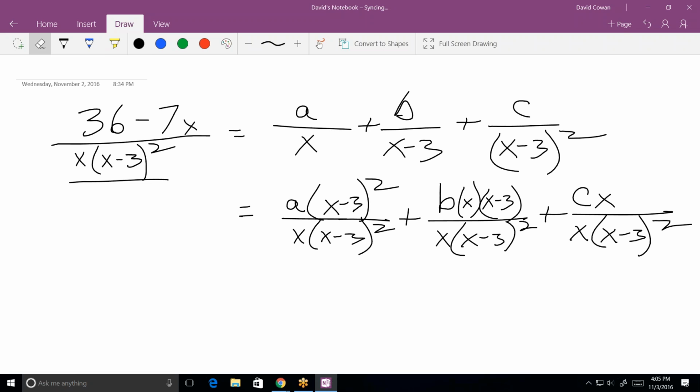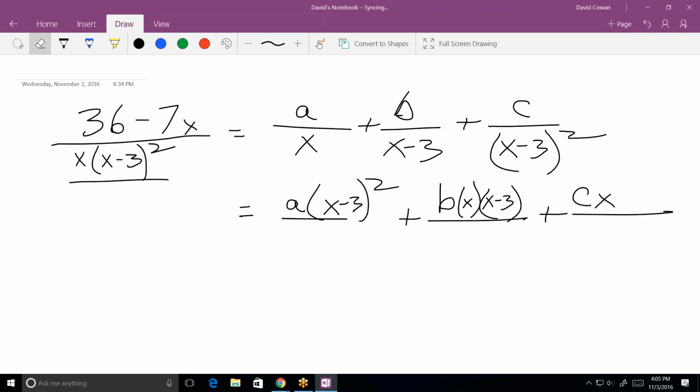Now I can say that the numerator is equal to 36 minus 7x. So now let's see if we can use that technique. What am I going to let x equal to try to solve for a, b, and c? What's a good thing to start with?